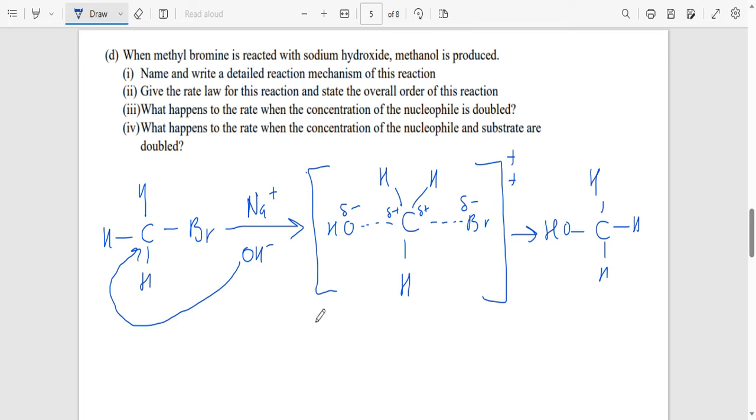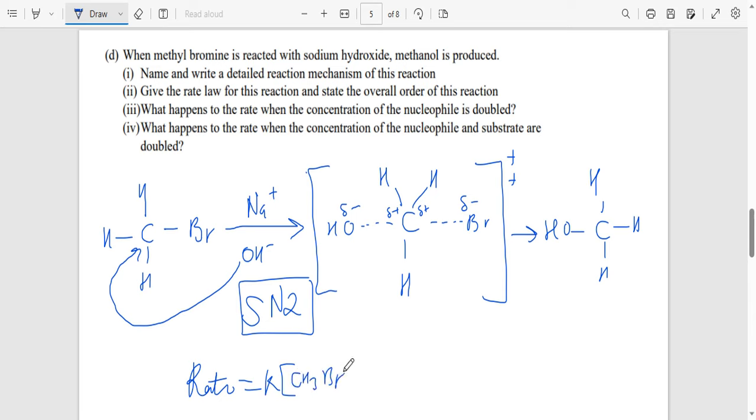So this is the nucleophilic substitution reaction, second order. Second order nucleophilic substitution reaction. Give the rate law for this reaction and say the overall order. The rate law for second order nucleophilic substitution reaction is given by k, and then you write the alkyl halide. In this case, the alkyl halide is methyl bromide, and then multiply by the concentration of the nucleophile. In this case, it is the hydroxide.